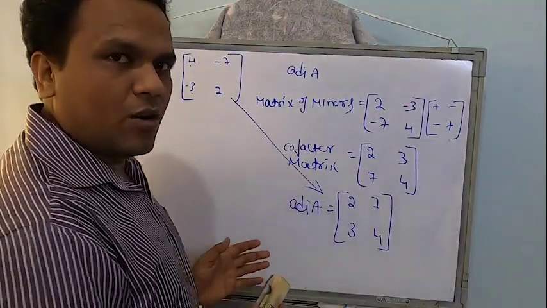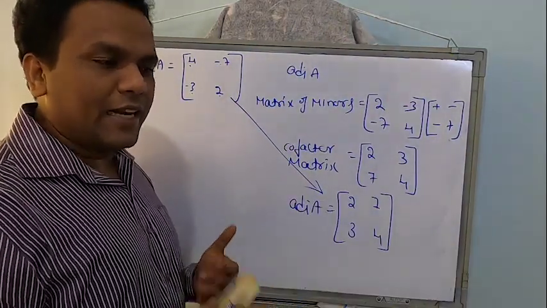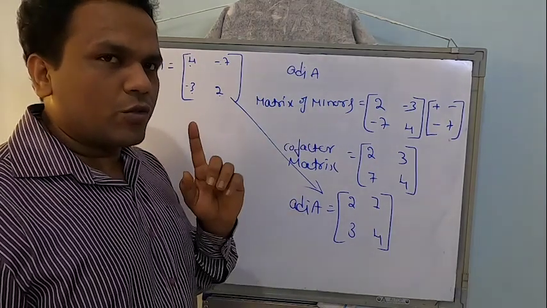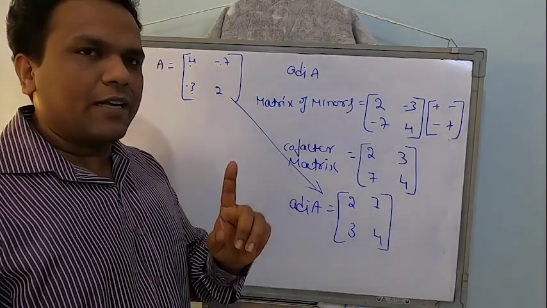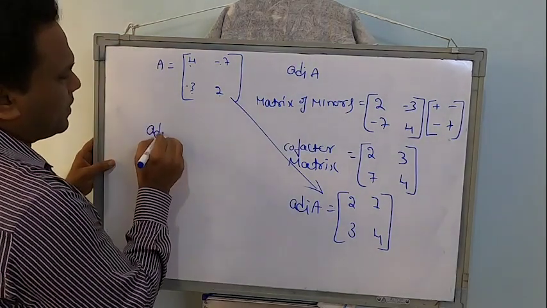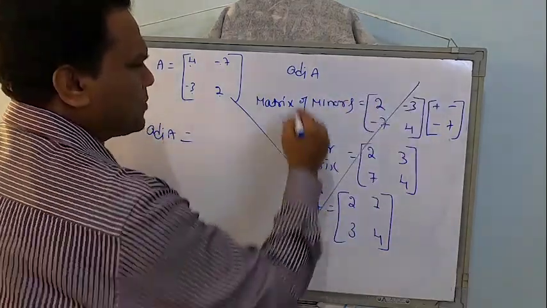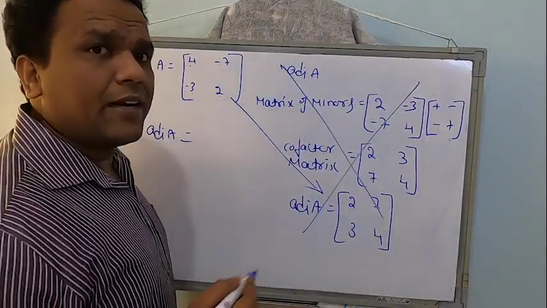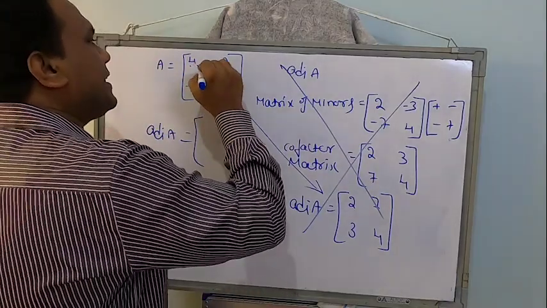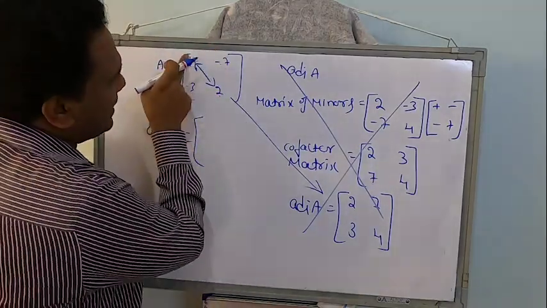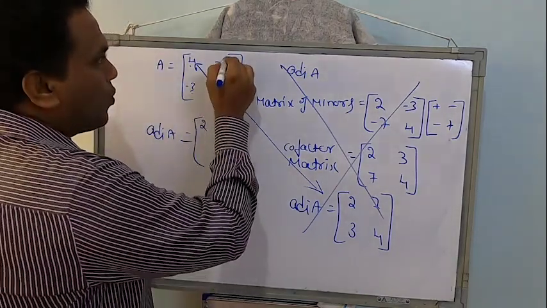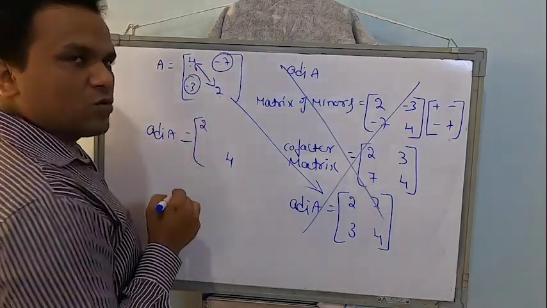Whatever I have written here, remember all of this, because we need the procedure to do it for 3 cross 3. Now for a 2 cross 2 I will teach you the shortcut method of finding the adjoint in only one step. Given a matrix, don't do all this procedure, directly find the adjoint. First, interchange the diagonal elements, interchange the places of this 2, 4. Now change the sign of these two elements.